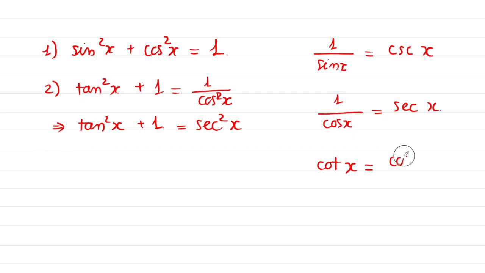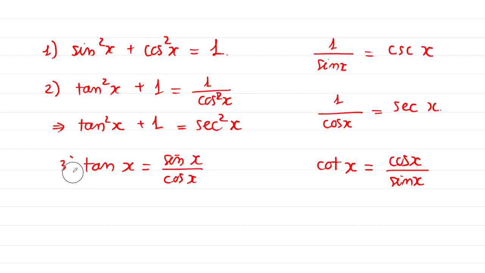The cotan x equals cos divided by sine. And it is very easy to remember that tan x equals sine x divided by cos x. Yeah, that's it. That is the first thing I want to introduce before we move to practicing about the trigonometric expression.